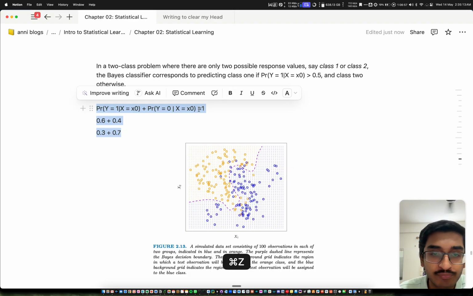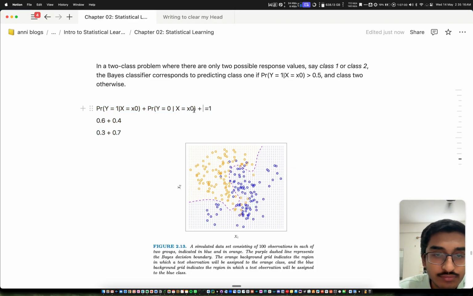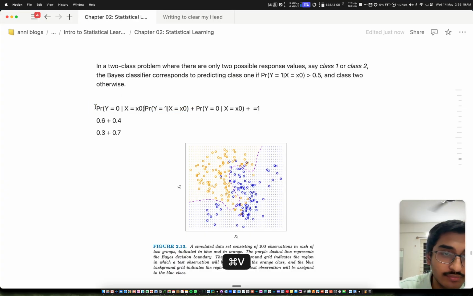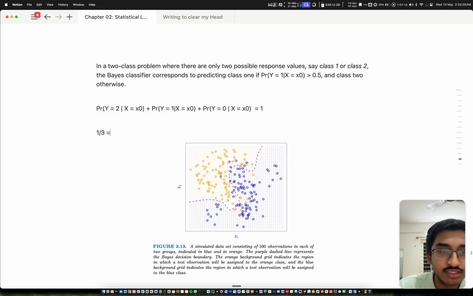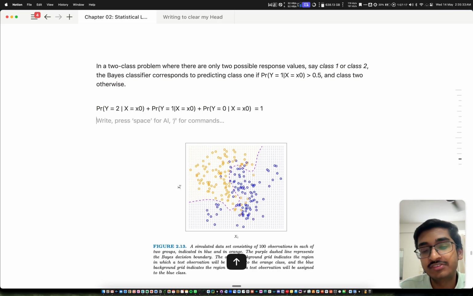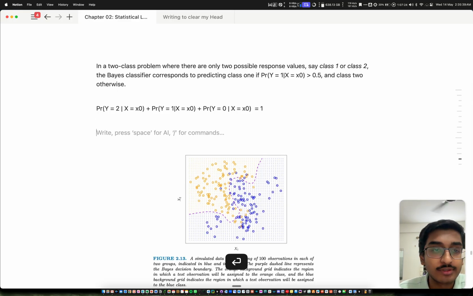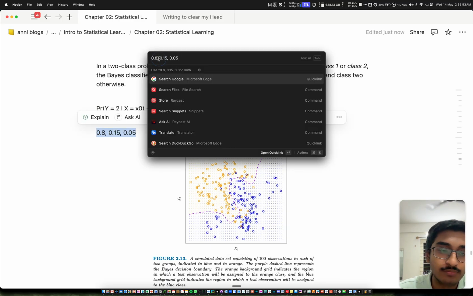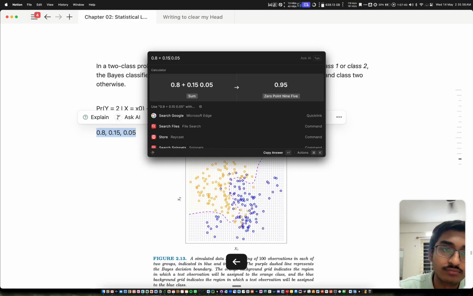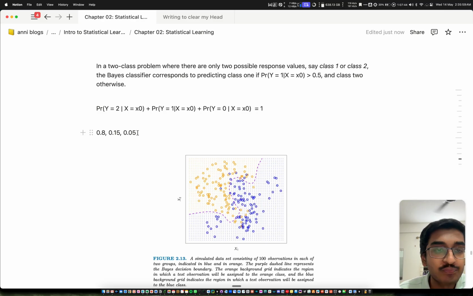Now let's say you had 3 classes. You might be tempted to say, what is 1 by 3? It's 0.33, so if something is greater than 0.33, I predict that class, which is completely wrong. I'll give you an example. Let's say it's 0.8, 0.15, and 0.05. I hope this adds to 1. It does.